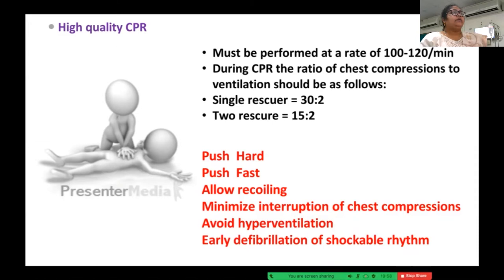And of course, when we are performing high quality CPR, we have to be the heart and the lungs of the patient who has arrested. So we have to push hard enough that the cardiac output can reach the vital organs, and push fast, because the normal heart rate varies from 100 to 120 in a child. We should push fast in that rhythm and allow chest recoil. Recoil allows the cardiac perfusion. So we have to allow for chest recoil and for the venous return.